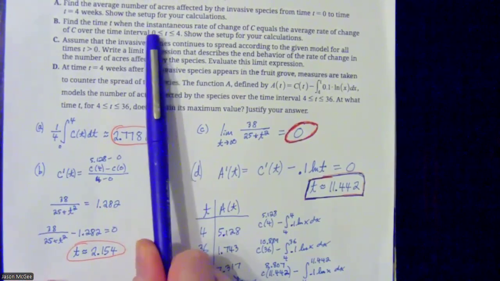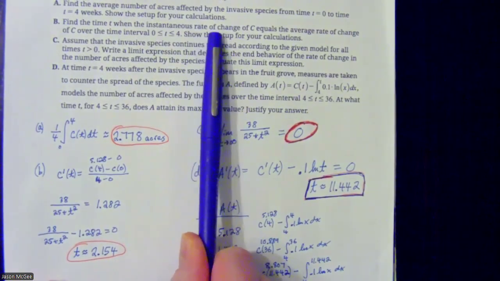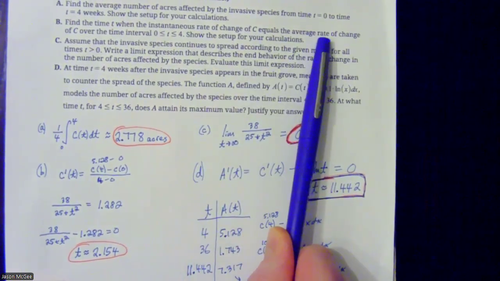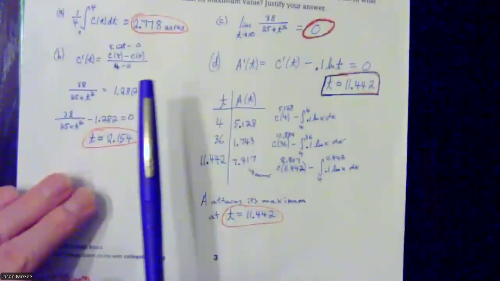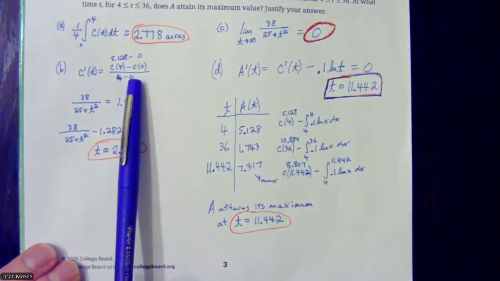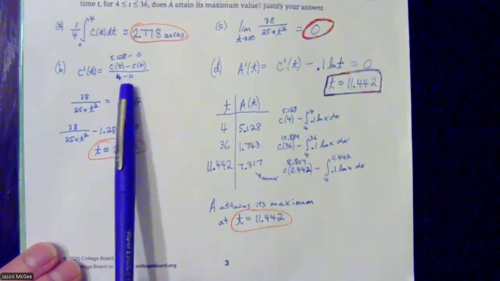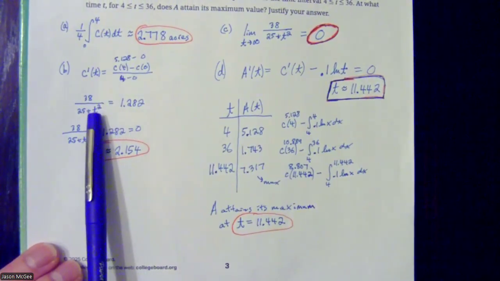Part B says find the time when the instantaneous rate of change, which is the derivative, is equal to the average rate of change, which is the slope formula, over that interval. So I did my derivative, set it equal to the slope formula, and plugged the numbers into the calculator a little bit there. There's our derivative.